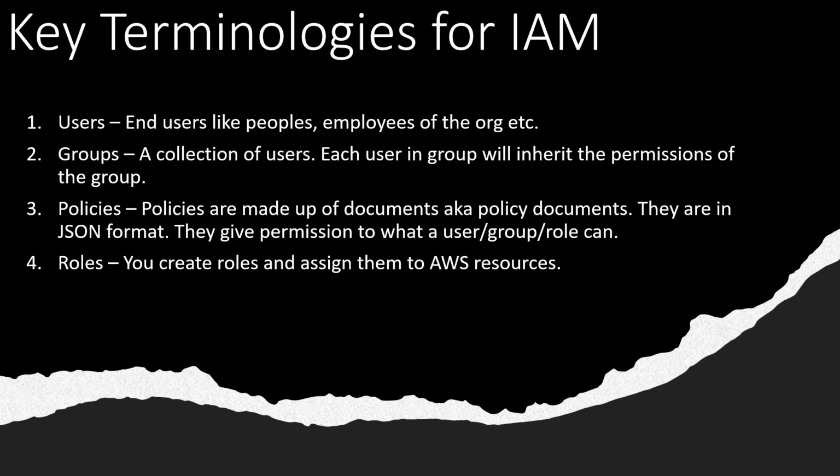Then we have roles. Roles are basically something you create and assign to AWS resources. So a role is a way of allowing one part of AWS to do something with another part. So you might give a virtual machine inside AWS the ability to write files to S3, which is a type of storage within AWS. We are going to have a look at that in the EC2 section of the course.